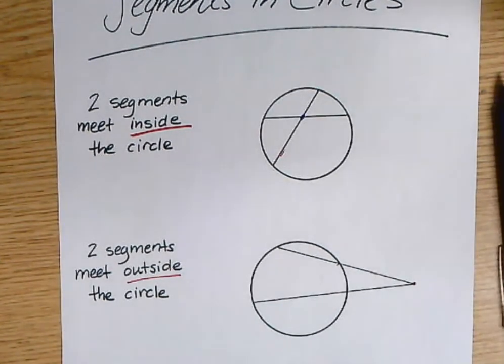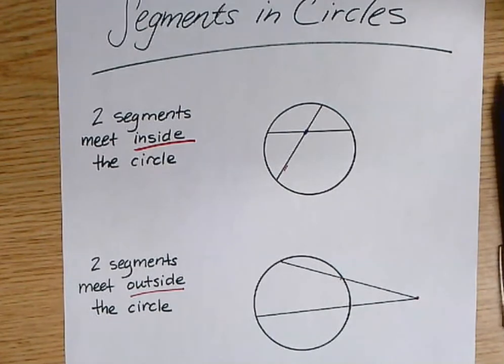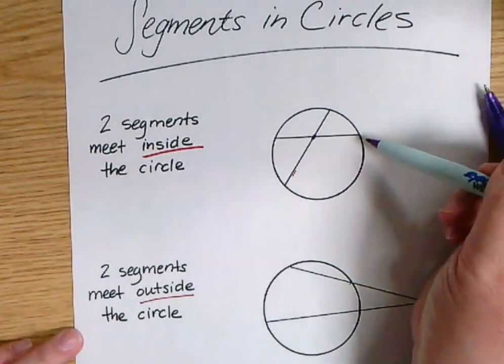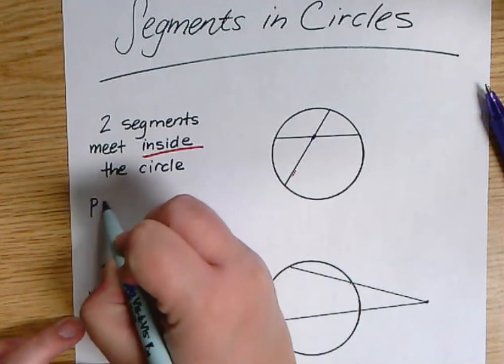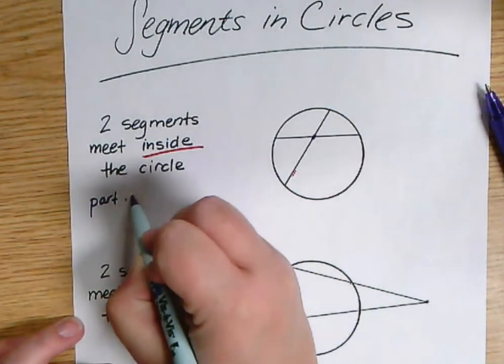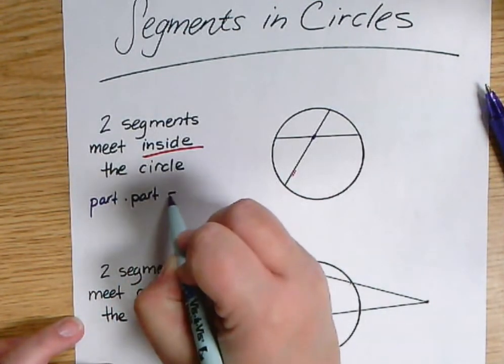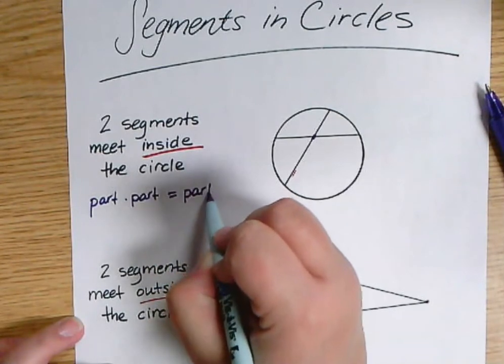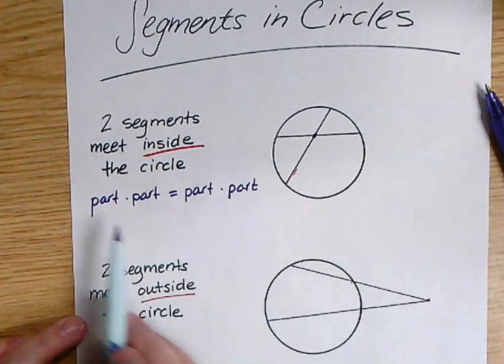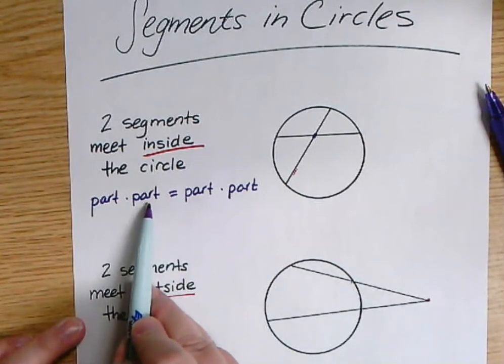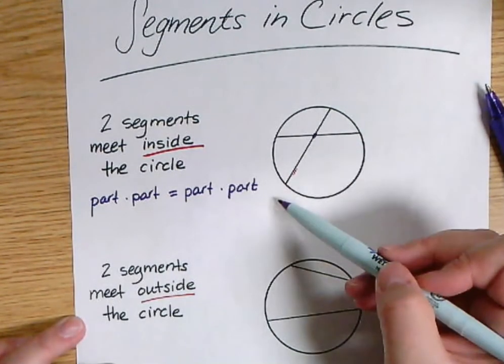Okay, so we have little mnemonic devices that we use for both of these to help us remember how these segment lengths are related. And when they meet inside the circle, the little device we use is part times part equals part times part. And let me explain that because it sounds like you're just multiplying the same thing over and over, and you're not. One part times the other part of one of these chords.